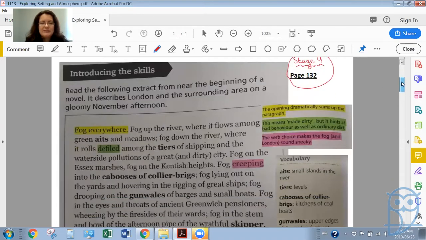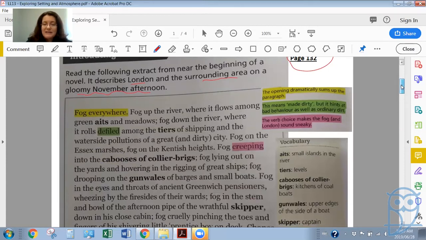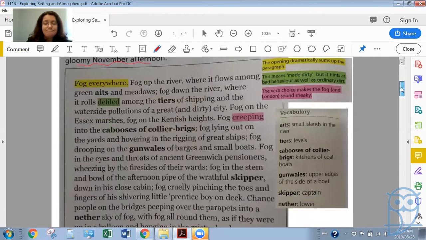All right, so introducing the skills. Read the following extract from near the beginning of a novel. It describes London and the surrounding area on a gloomy November afternoon. So remember, in the Northern Hemisphere, November would be winter time, so things would be gloomy and dark and cold. All right, so let's have a look at this extract. At first, I'm just going to read through it, and then we can look a bit more closely at the vocabulary and what it means, because here's a glossary of those words.